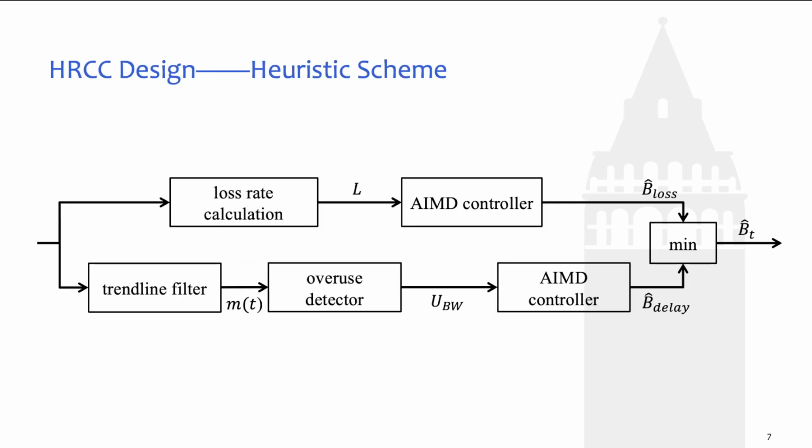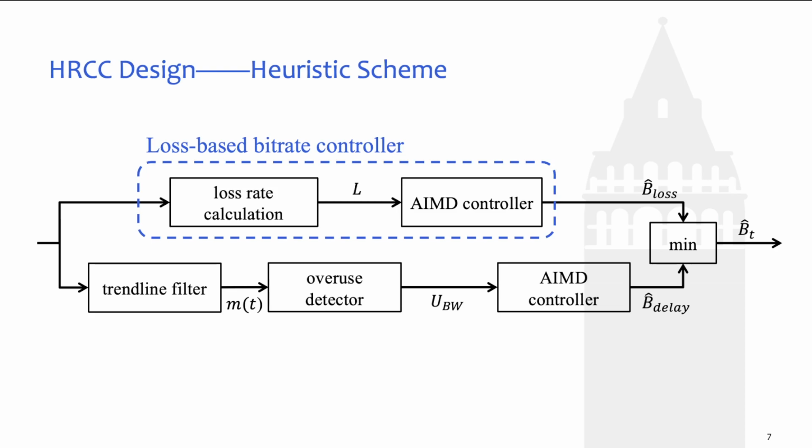Now we focus on the key modules of HRCC. First, the heuristic CC scheme. It consists of 2 controllers. The loss-based controller calculates the packet loss rate based on the incoming RTP packets.